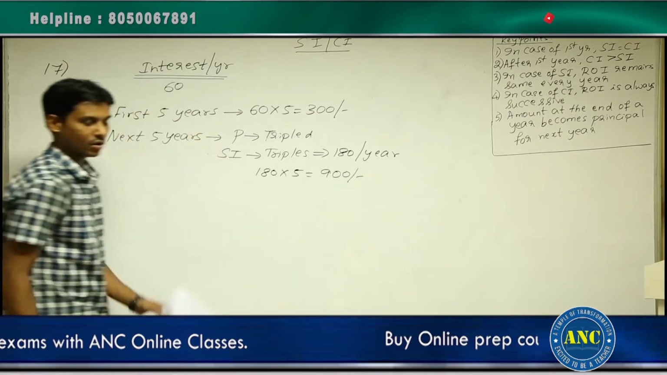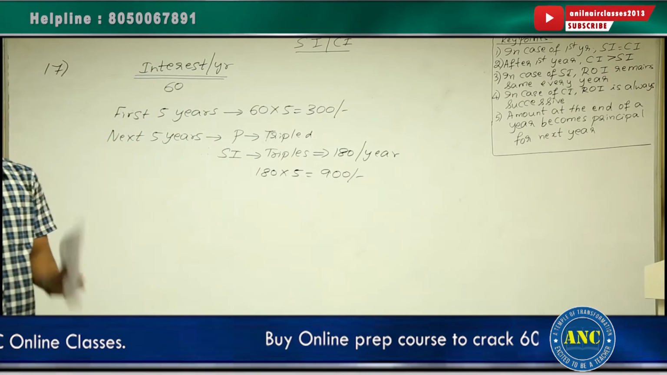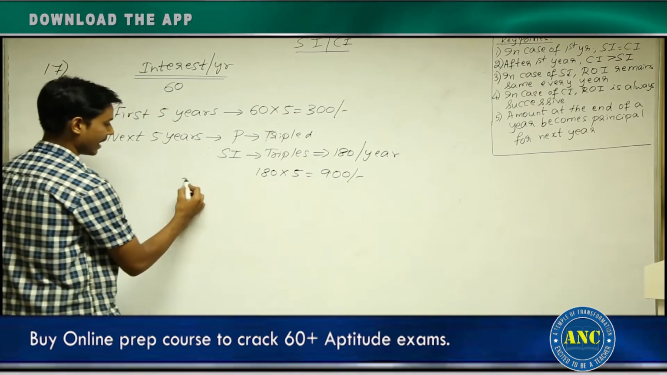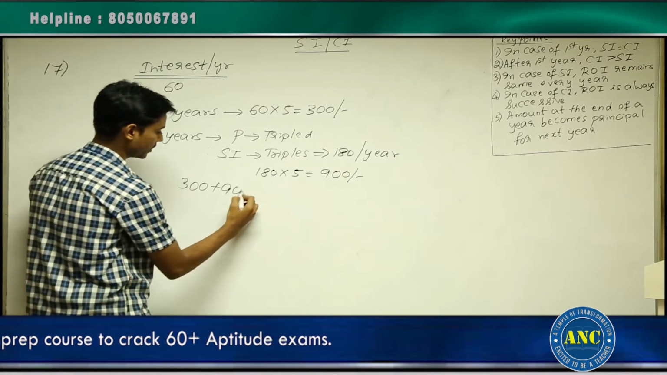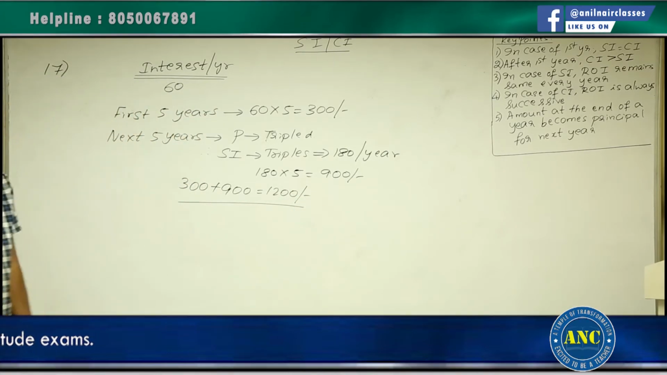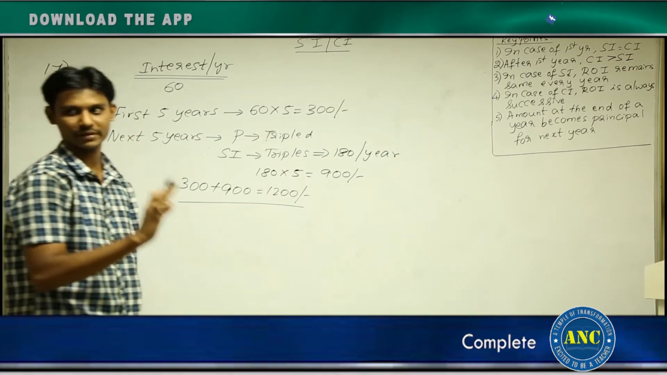What is the question? What is the total interest at the end of 10th year? First 5 years 300, next 5 years 900. Answer is 300 plus 900, 1200. All these questions look simple only because you are using this concept. Take my word.